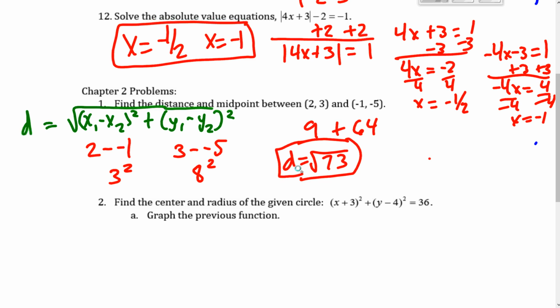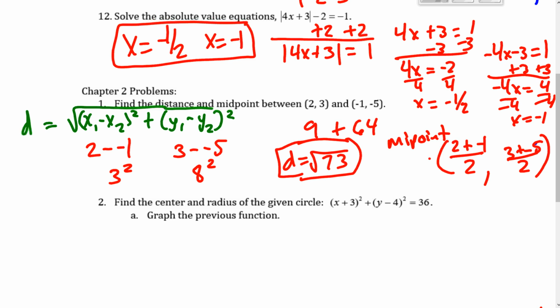Okay, now my midpoint formula is I'm actually going to find the average between my x's. So that means I'm adding my x's, and it's a point. So 2 plus -1 divided by 2, so that's the average. So that's my x. And then I'm going to add my y's. So that's 3 plus -5 over 2, because I'm finding the average, the middle, the midpoint. So that's divided by 2.